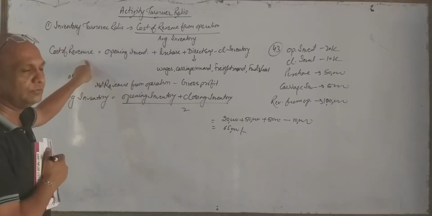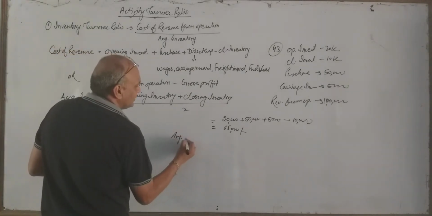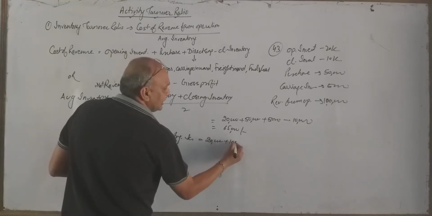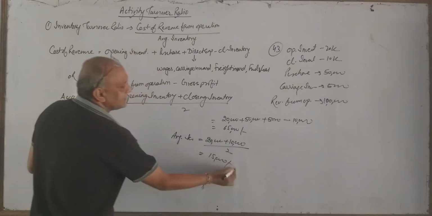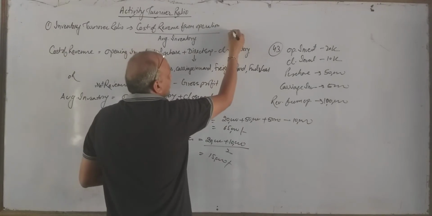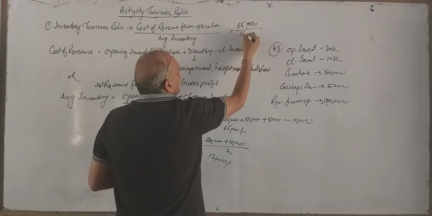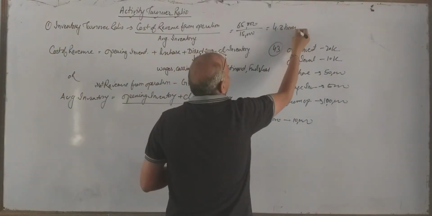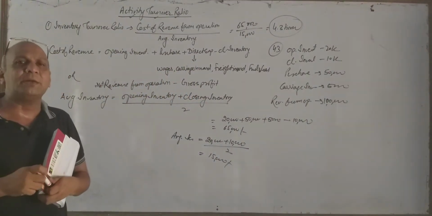Now we need average inventory. Average inventory is equal to opening inventory plus closing inventory divided by 2. It comes 15,000 rupees. Now use this formula, cost of revenue. What is the cost of revenue? Just calculated, 65,000, divided by average inventory. So my dear, it comes 4.3 times. More the ratio, better is the position.